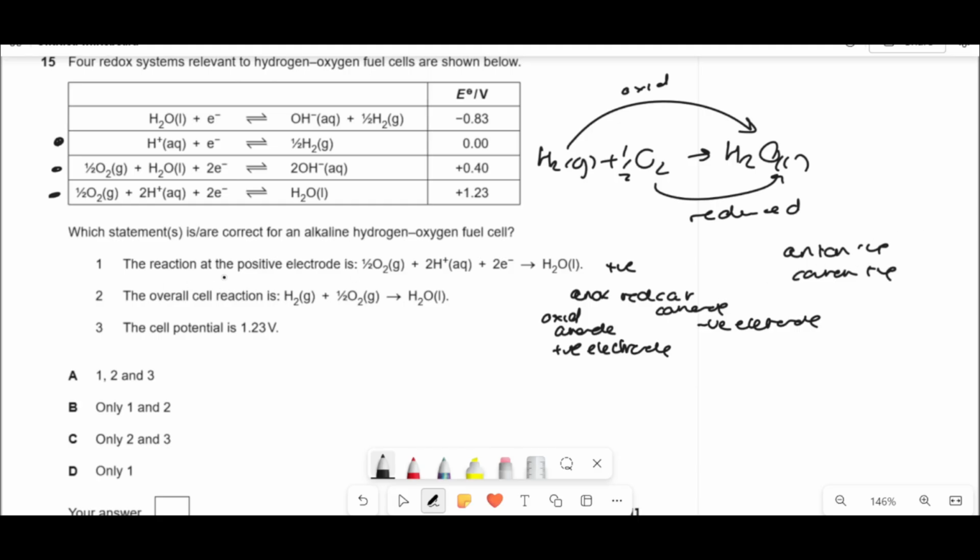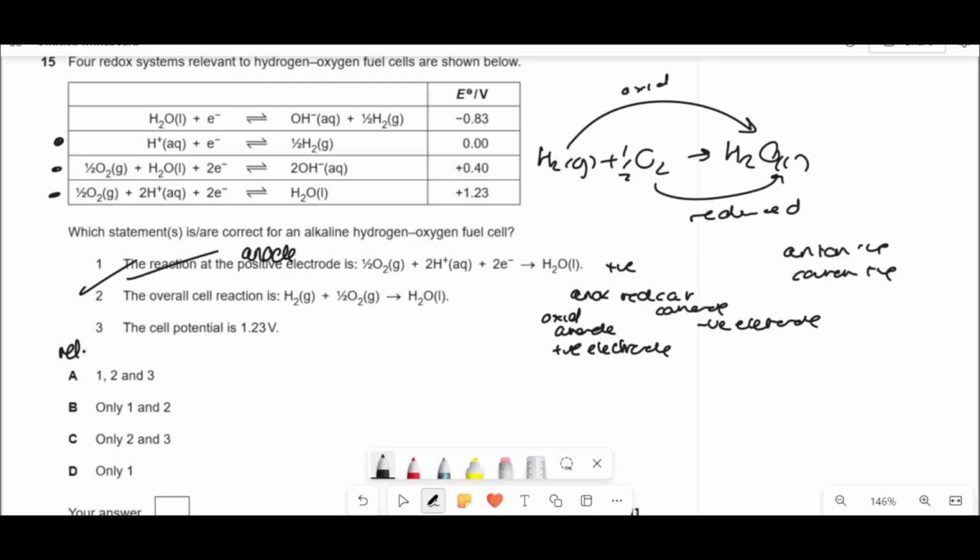So in this case, it's saying what the positive electrode is. So the positive electrode is going to be your anode, which is whatever's being oxidized, which means immediately 1 is out because that's showing you reduction. So it definitely can't be 1. Next, it says the overall reaction is this. That is correct. And the cell potential is this.